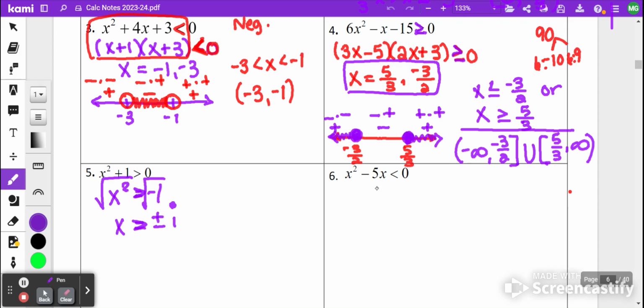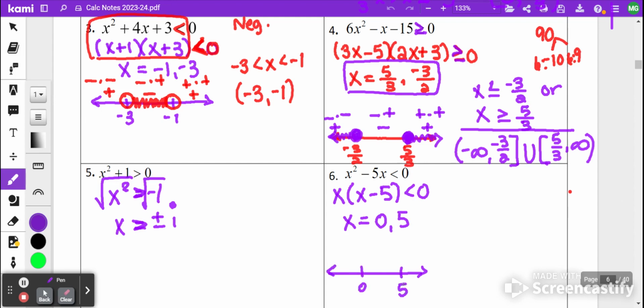Okay, the next one. Hopefully you can see that we can take out a GCF. So we're going to factor out our x. We'll be left with x minus 5. Okay, and this is very similar to the previous ones. We solve each part using zero product property and we get 0 and 5. And of course, we will check this on our number line. 0's right here, 5's right here.